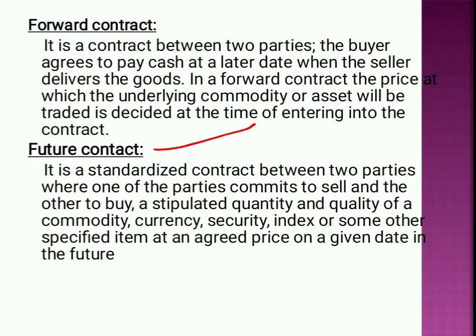So, futures contract came into existence because of the reason that there are defaults in forward contract. फॉरवर्ड कॉन्ट्रैक्ट बनाने के टाइम पे बहुत सारी गलतियां हो रही थीं, तो उन गलतियों को सुधारने के लिए ही फ्यूचर्स कॉन्ट्रैक्ट को बनाया गया था.